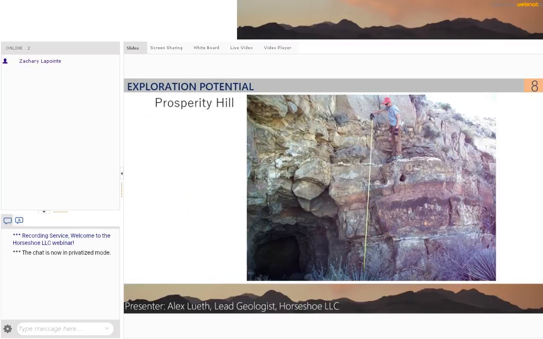These are some slides, some pictures of the exploration potential of the area, which is large. This is an area called Prosperity Hill. As you can see, this is a very thick unit of mineralization. There are 2 veins present in this picture, one right at my feet, and then one about halfway down. In between those 2 veins is a mineralized block of sedimentary rock that could be amenable to gold mining.